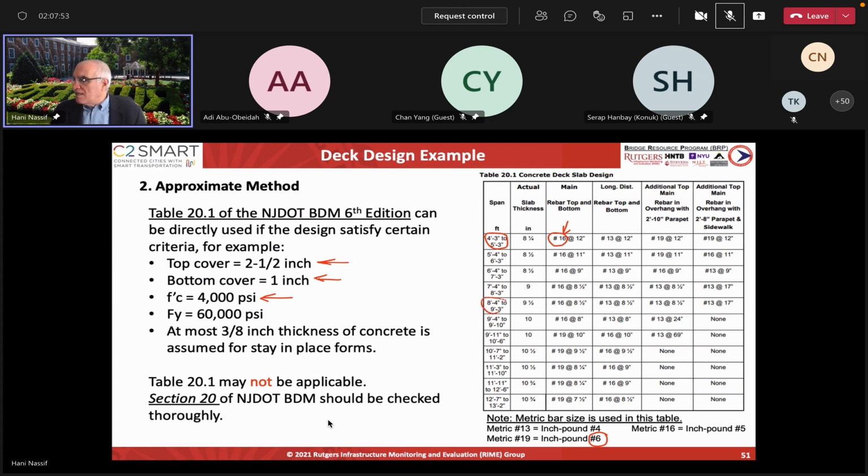Let's say you are here, and with the slab thickness, you require it to be 9.5. And then this would be already done. You pick it up, and you don't have to do anything else. So this is one way.